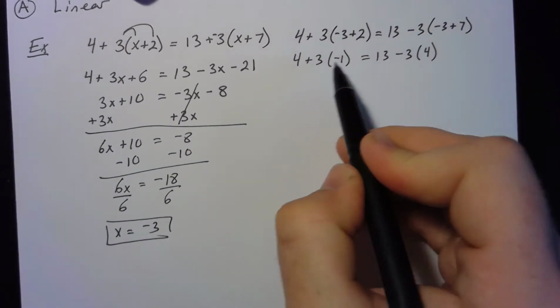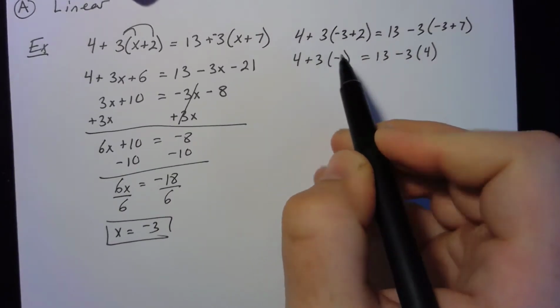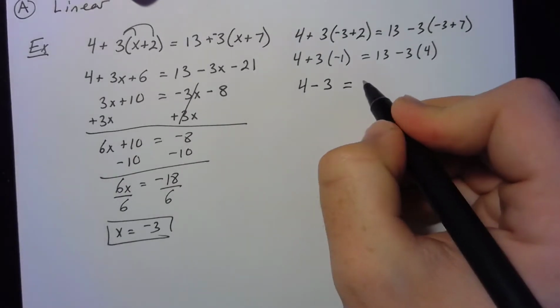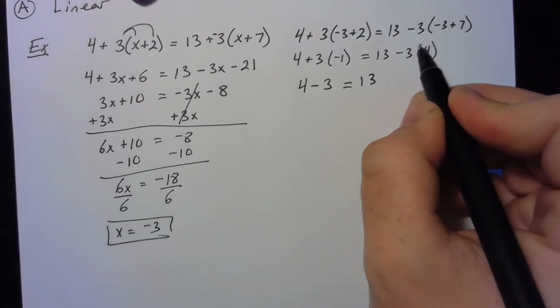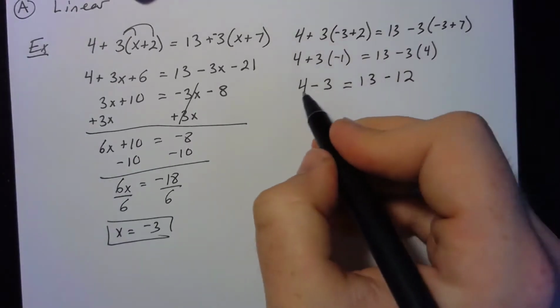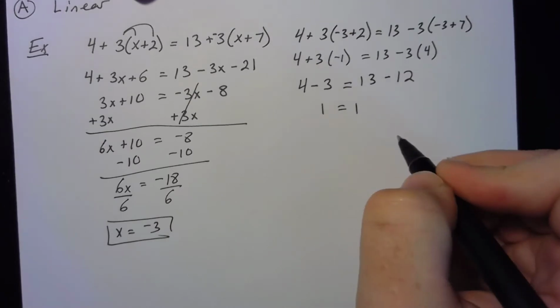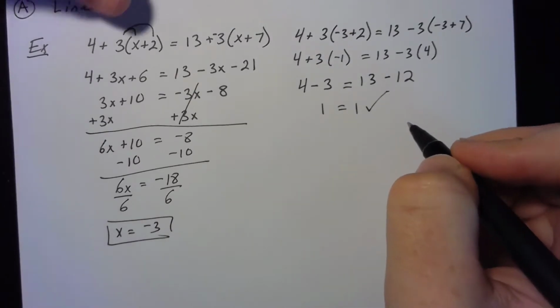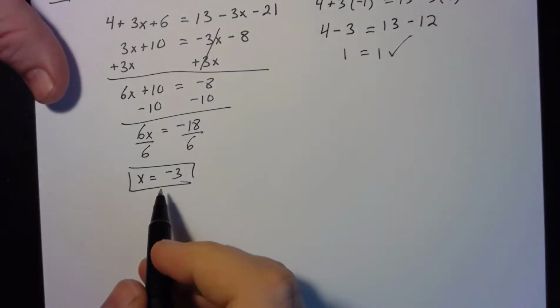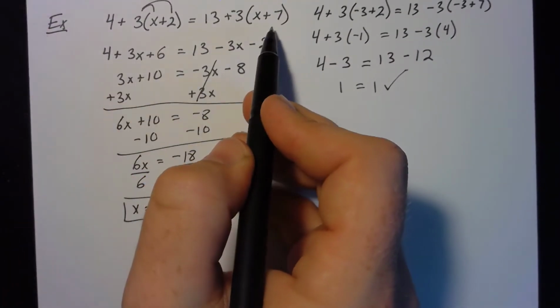So the multiplication from left to right, I'll deal with this 3 times a negative 1. So 4 minus 3 is what I'll end up having there, equals 13, and then again it's negative 3 times 4, which is then going to be a negative 12. So when I combine like terms here, I get 1, and combine like terms here, I get 1. This checks my answer, and therefore x equals negative 3 is a valid solution to this linear equation.